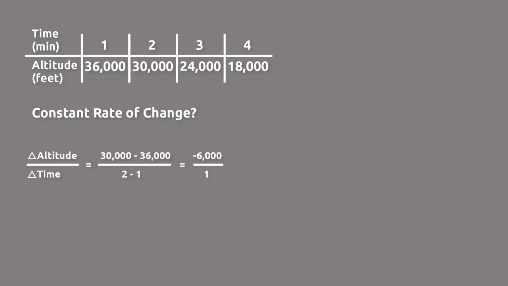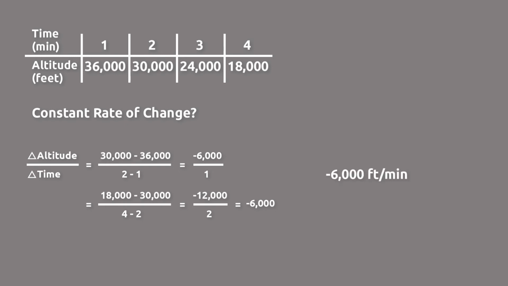Just to verify, let's go ahead and pick two more. We'll do 4 and 2. So we have 18,000 minus 30,000 over 4 minus 2. That equals negative 12,000 over 2, which again equals negative 6,000. So the constant rate of change is negative 6,000 feet, because that's the change in altitude, per minute.